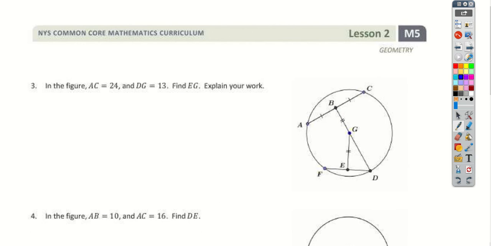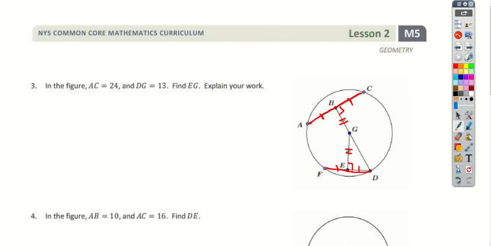So number 3, make sure we label our stuff. Key thing here, I'm seeing this marked equal, so I know this is perpendicular. Okay, I'm also seeing that these are equal, which means this has to be perpendicular. Okay, and if this is perpendicular, these are getting cut in half. Now it doesn't look like it, but these two lines have to be equal, because BG and GE are marked equal. All right, so even before we begin, I know all that stuff.